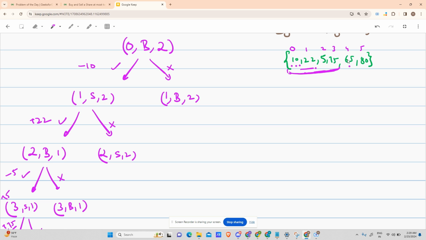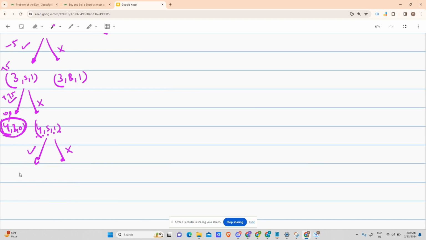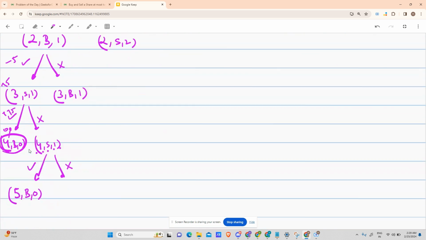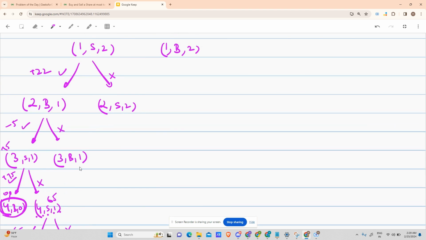So 4s1. I'm standing at 4 and I have to sell. Again, two cases. I can either sell, I cannot sell. If I'm selling it, I will move to 5 with B option and 0. Again 0 encountered. And if I was selling, then the fourth index was 65, right? So it will be 65 plus. Otherwise, it is 5s1, right? And 0 encountered, so it will return 0. 0 plus 65. This is 65 here, right?